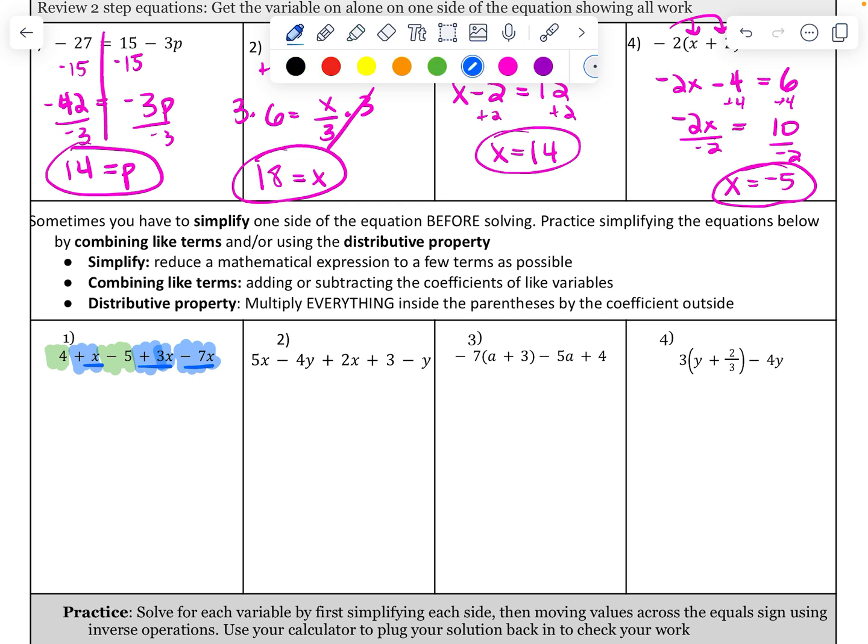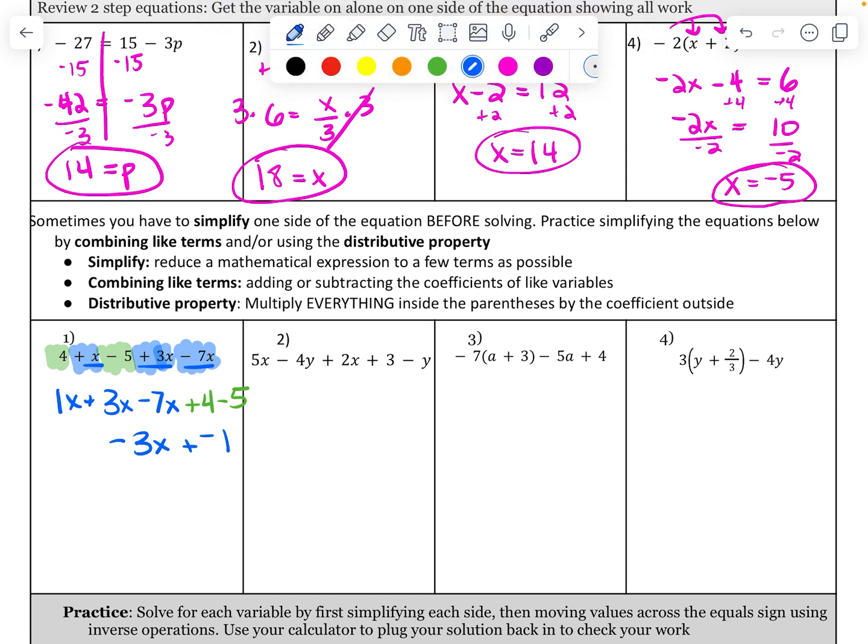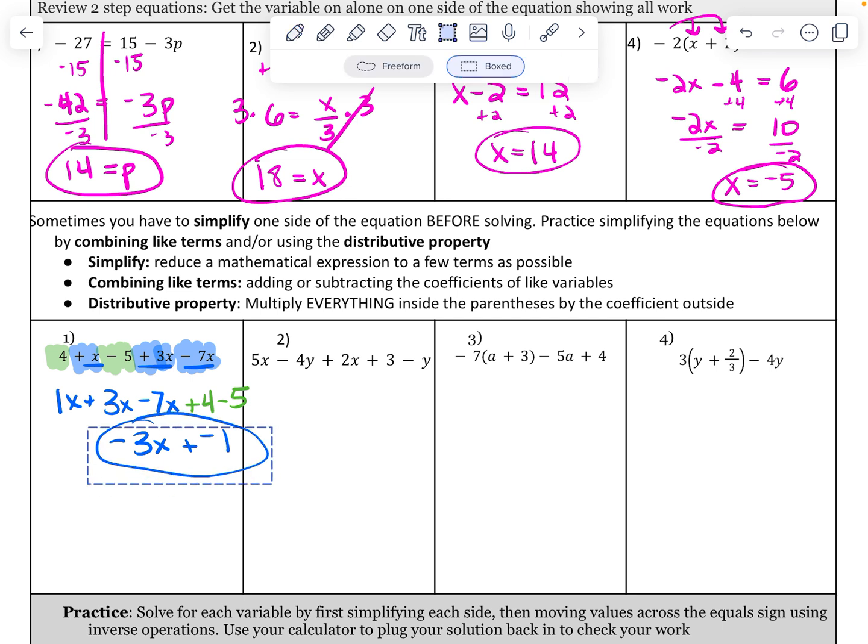I'm going to rewrite this just so it's crystal clear. 1x plus 3x minus 7x plus 4 minus 5. All right, so if I combine all my x's, I've got 4x minus 7, which is negative 3x, plus, what's that? Negative 1. So if you said minus 1, that's fine. This is the same as negative 3x minus 1. But that is as simplified as you can get this. There's my end.